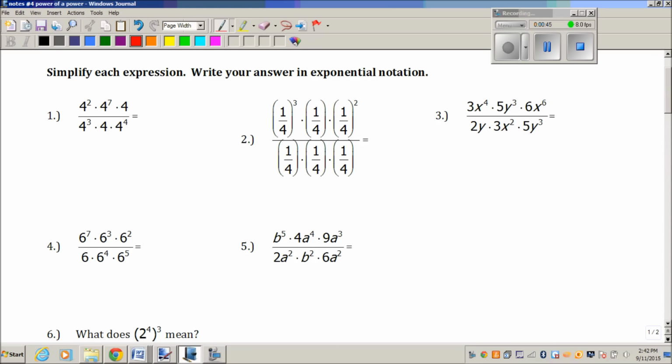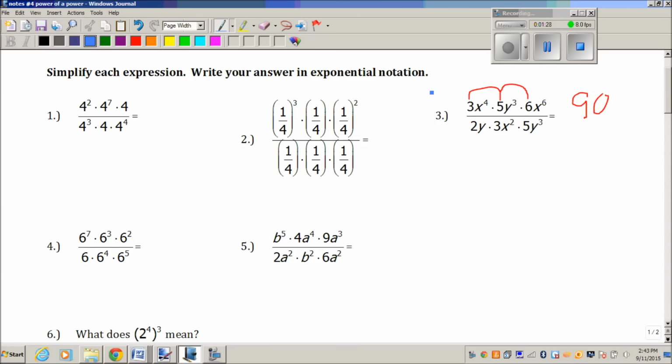In number 3, we have 3x to the 4th times 5y cubed times 6x to the 6th power in the numerator. All of that divided by 2y times 3x squared times 5y cubed. So what we're going to do is first simplify the numerator. I'm going to multiply what we have in the numerator, and I'm going to multiply the numbers together. These are called our coefficients. When I multiply the coefficients together, I have 3 times 5 is 15. 15 times 6 is going to be 90.